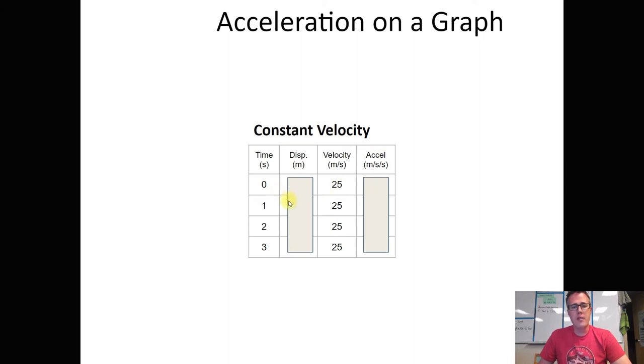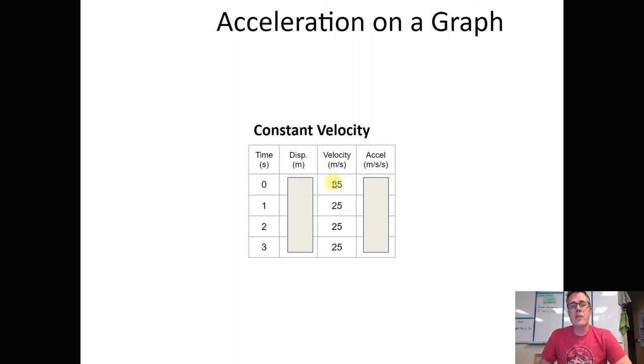Every second that goes past, the object is staying going 25 meters per second. It's just cruising along at 25. I want you to think about what these numbers that are covered right now should look like. If you need to pause the video to imagine what they're going to be, I want you to do that. Think about what they should be like.